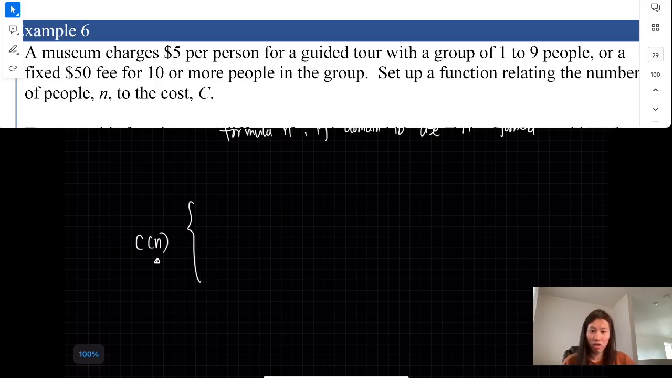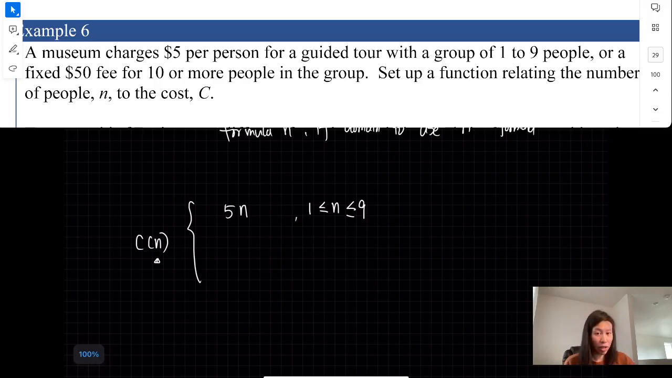So they charge you for two scenarios. One is if the group is between 1 and 9. So you can say, if N is less than 10, or you can also say N is less than or equal to 9, then they will charge you $5 per person. So that means if you have N people, you times 5. That would be your cost.